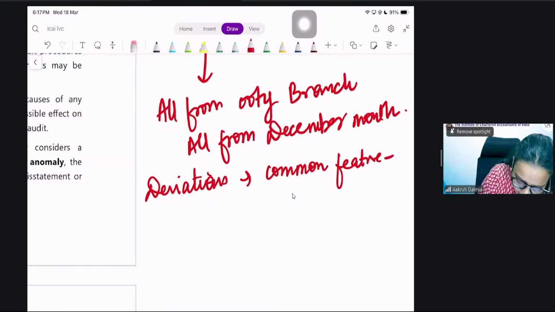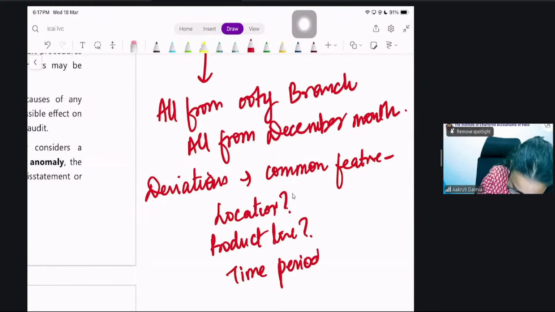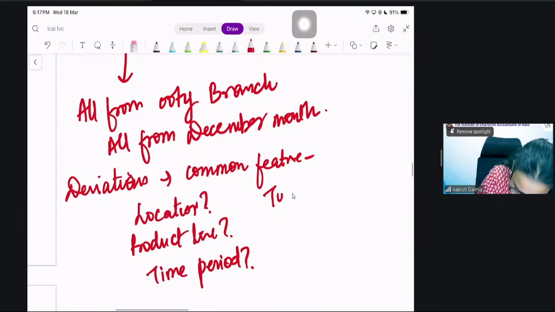Common features like same location, same product line, same time period, same type of transaction. Try to see if there is a pattern.